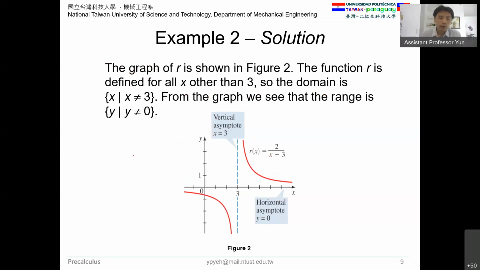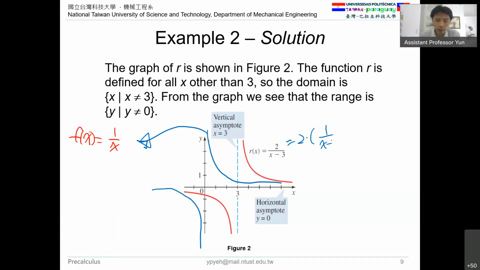Okay, so we can start from f of x equal to 1 divided by x, and then they will start from here, right? The original function will look like this in this region. Maybe you can use another color. So this is the original function f of x. Okay, so then the function 2 times 1 divided by x minus 3, you can see that the graph's asymptote will move from 0 to 3. Okay.